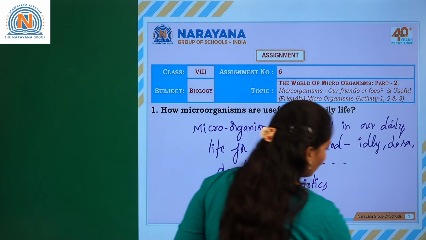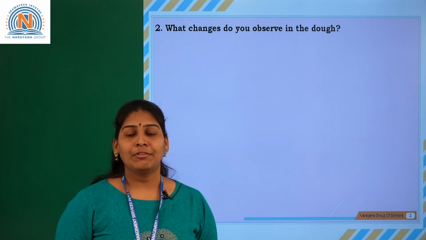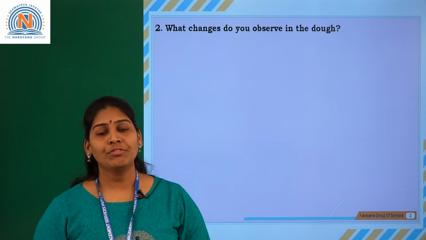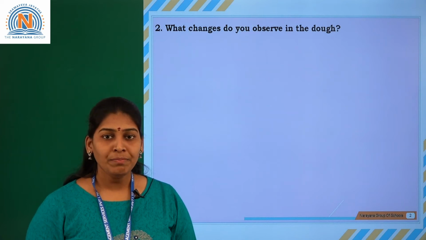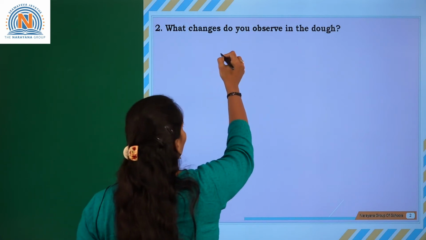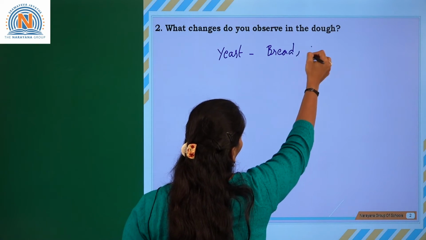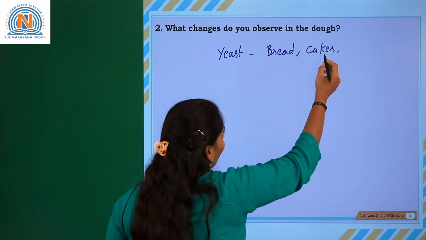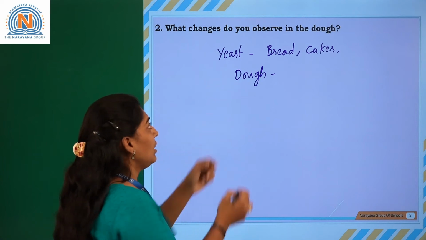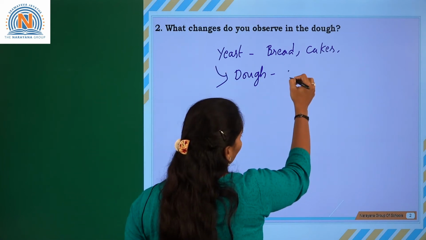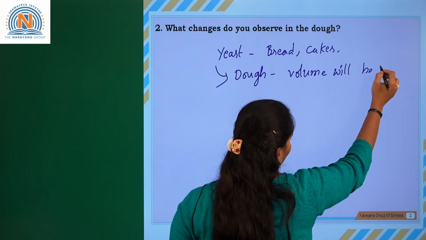Let us go further to the next question. What changes do you observe in the dough when we are making dough for the preparation of cakes or bread? One of the microorganisms used is a fungus, that is yeast. So we can write that yeast is very useful for making bread and cakes, and for this we make a dough. Because of adding this yeast to the dough, its volume increases.